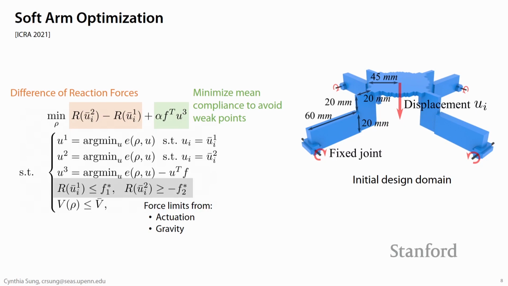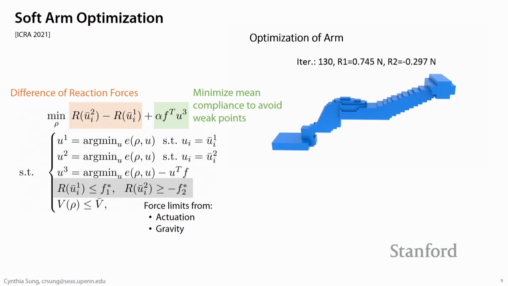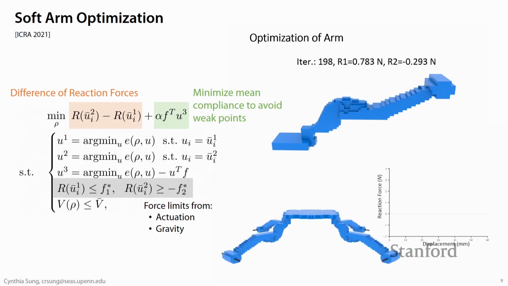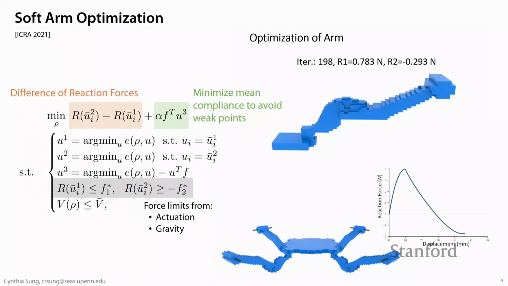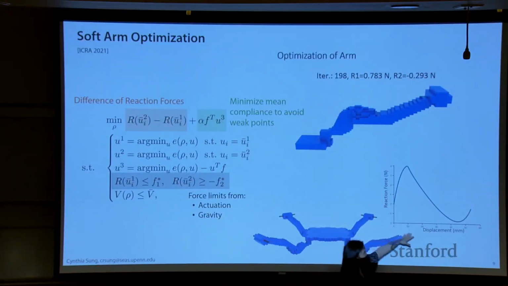We have actuation constraints. And using that, we started with this material block, which we then optimized using gradient descent and Chenfang Fujiang's deformable body simulation. And we ended up with a beam that looked like this, which produces a mechanical response that looks like this.